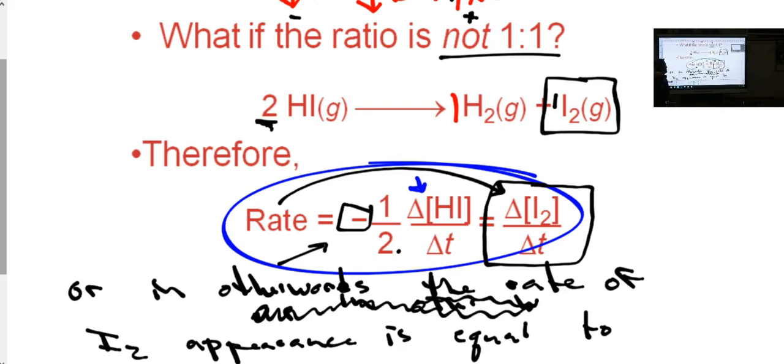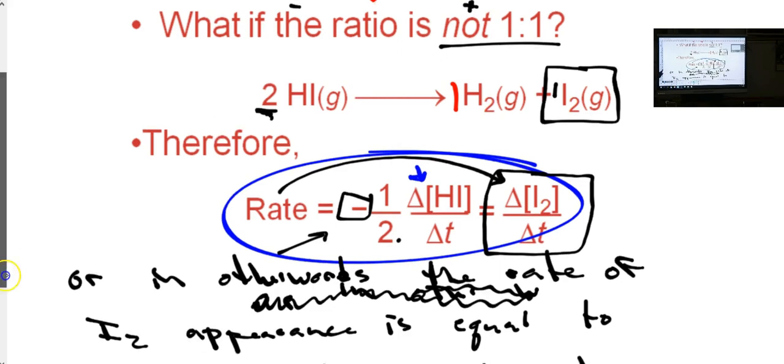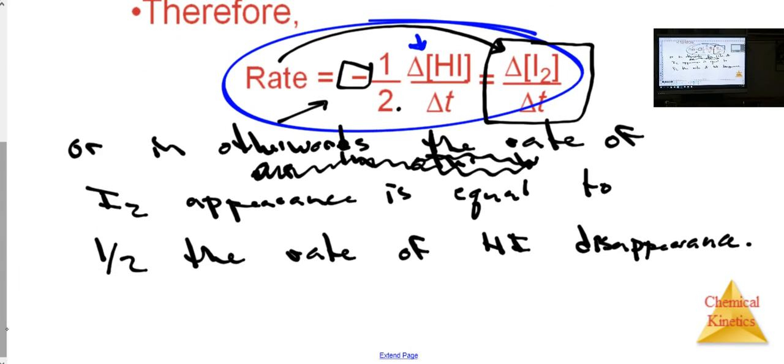The rate is equal to negative 1/2 the change of HI over time, which is equal to the change of I2 over time. Now, what that is saying, it's just showing you that one is related with the 2 and one is not. I would not write that down. I would just say this. Or in other words, the rate of I2 appearance is equal to half the rate of HI disappearance. Maybe that equation makes perfect sense to you, but it never has to my head. I get it. I just like to think about it.